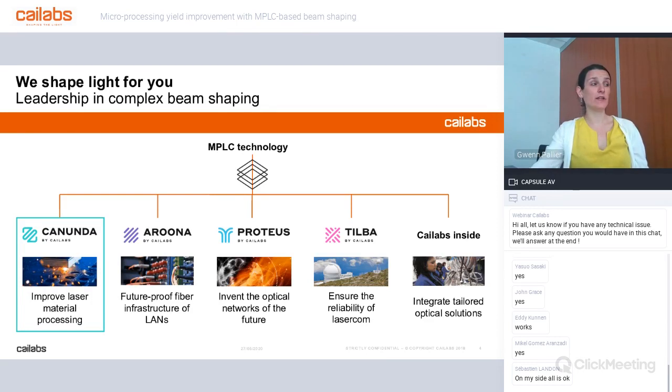It's the Cailabs product line. Basically, whenever you have a laser in a factory or in a workshop which processes goods, we want to improve the process, either the quality or the yield of the process. It can be done with a lot of different lasers.